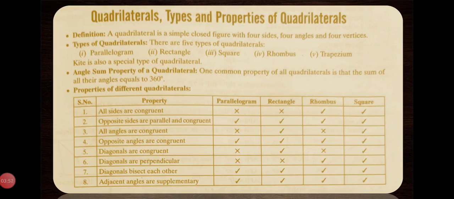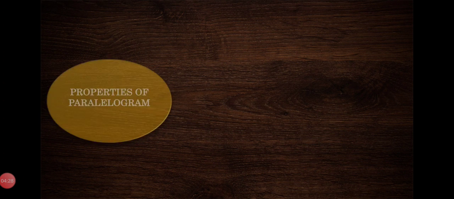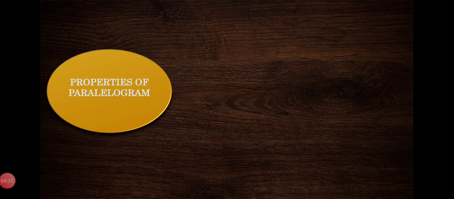The last property: adjacent angles are supplementary. Supplementary means when we add the adjacent angles, that is the neighbor angles, the sum should be 180 degrees. This property is held by all 4 types of quadrilaterals, that is parallelogram, rectangle, rhombus, square. Already we have learned these properties, but again we will learn them with proof. So, the properties of a parallelogram we will learn, but with proof.